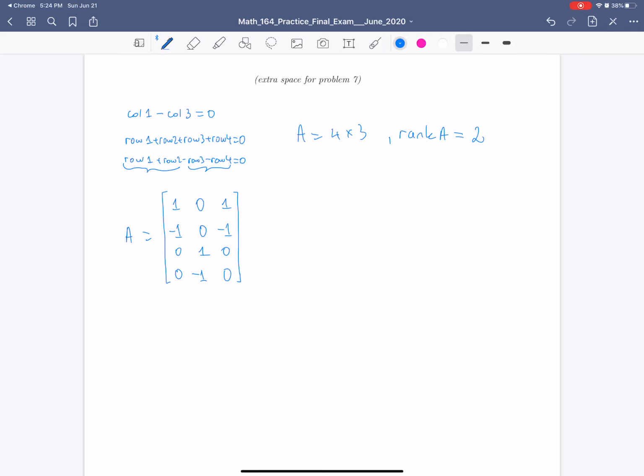So I can say here that the column space of A is, so I want a basis. Well, the first two columns are linearly independent. No point in looking at the third one. So I have this, and then 0, 0, 1, negative 1. And this is possibly different from what I had in the solutions. I'm not sure. And then the row space will have the first and the third column. Right?